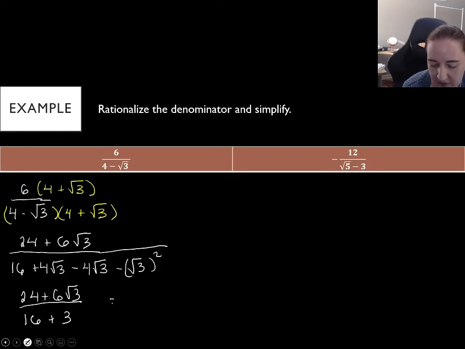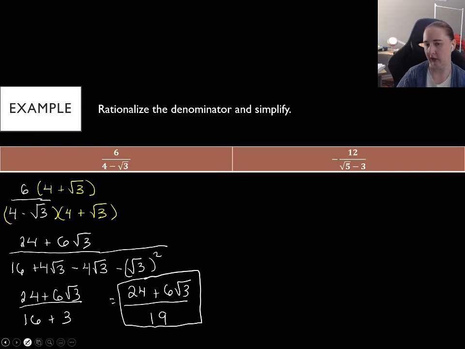And so then you just add 24 plus 6 times the square root of 3 over 19. And if you could reduce, you would. If you could cancel something out, you would. Sometimes it might be best to wait to distribute on the top until after you've done the denominator to see if there's something that can cancel out. But 19 is a prime number, so there's nothing we can reduce here. So that is how we leave our answer.